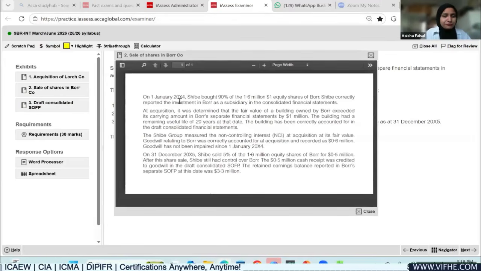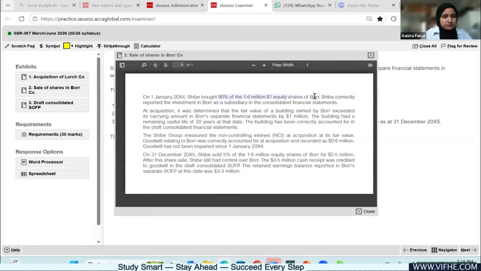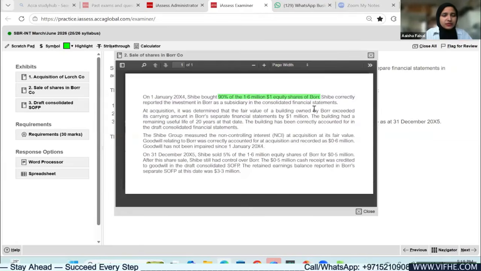So on 1st January 20x4, Shibe bought 90% of the $1.6 million one equity shares of Bor. Shibe correctly reported the investment in Bor as a subsidiary in the consolidated financial statements. So it is correctly recorded as a subsidiary.